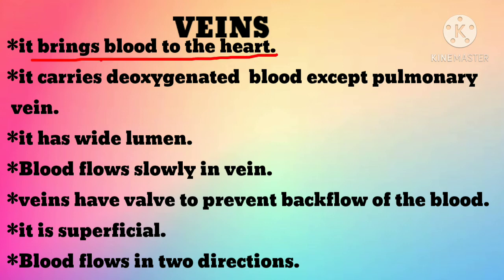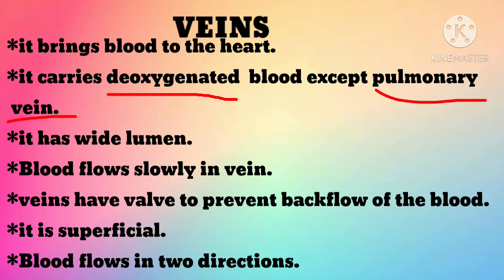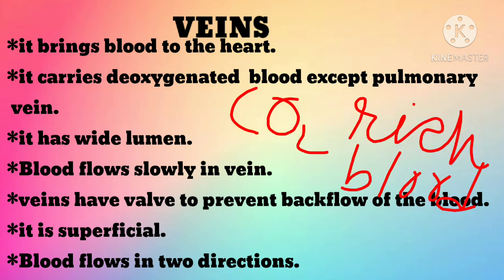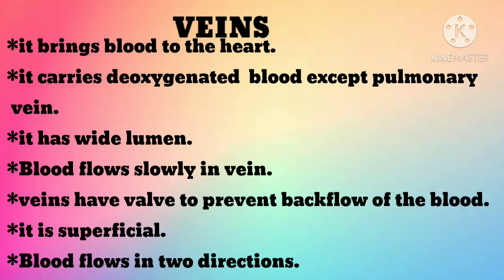That means they collect deoxygenated blood from all over the body parts, from top to bottom, and then bring it to the heart. Veins always carry deoxygenated blood except the pulmonary vein. In the case of arteries, pulmonary arteries carry deoxygenated blood, but the pulmonary vein carries oxygenated blood. It is the blood vessel which is connected with the lungs. The veins have a very wide lumen, the wide space so that blood can flow easily.